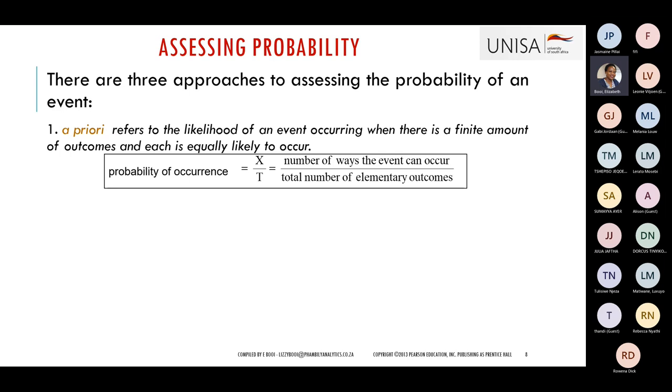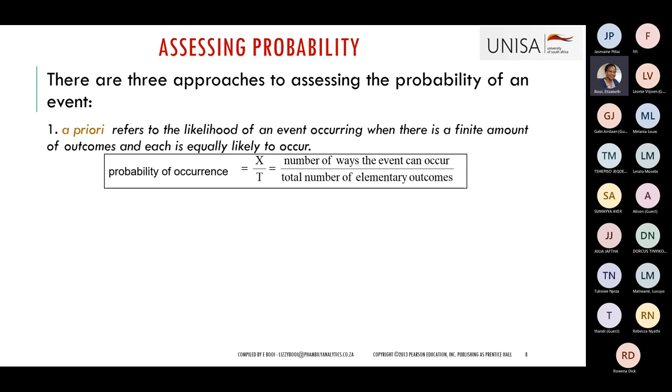For example, we know if I have a die, right? A dice, if I call it that, I'm from that side of Hammanskraal, we don't speak normal English. We speak Tswana English. So we say dice, even though it's one, we say it's a dice. So a dice, right? A dice has six sides.